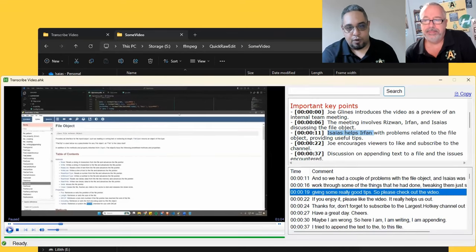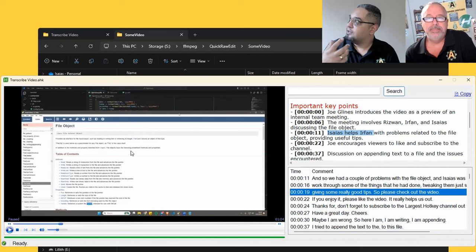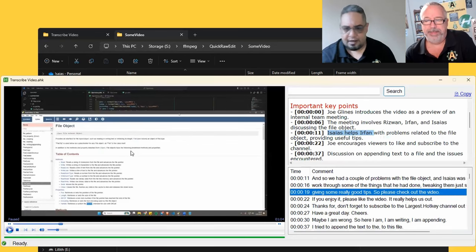But this window, the Windows Media Player, was built by, well, not built. Rizwan had worked with the quick raw edit tool. So anything I was going to do with this, I just looked at his code and I was like, oh yeah, that's how you play, that's how you pause, that's how you add a video into it. So that was already there.